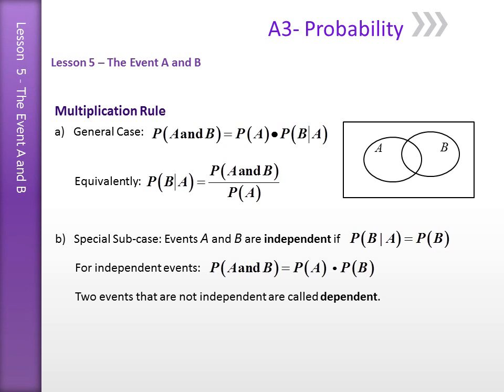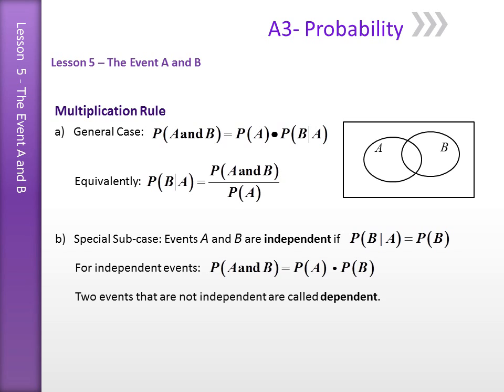Let's summarize what we've just done. The multiplication rule. The general case is that the probability of A and B would be the probability of A times the probability of B, given that A has just occurred. We can change around this formula and make it the probability of B, given that A has already occurred, to be equal to the probability of A and B divided by the probability of A.